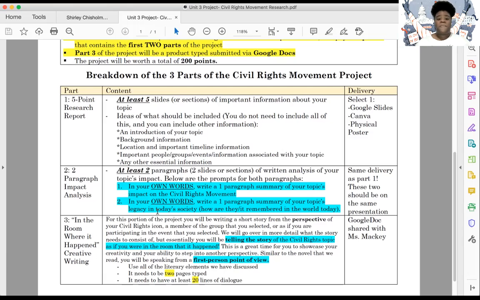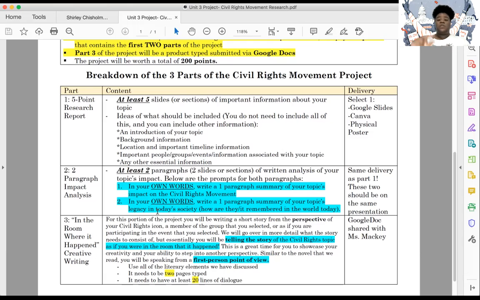The other part of it, what is their legacy today? So in other words, how are they or that event remembered today? What impact do they have on society today? Okay, this should be on the same presentation that you did part 2.